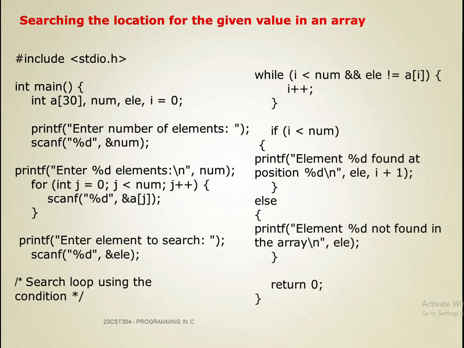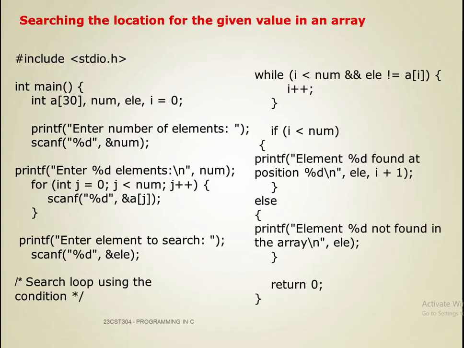Now we are going to see the program for searching the location of a given value in an array. See the program, the first line is always hash include stdio.h. The preprocessor includes the standard input output library for functions like printf and scanf. Then the main function starts. Here we declare the array, int is the data type, a is the array name. In the square brackets we have 30. 30 is the size of the array. Here array a stores 30 integer values. Then we have the variables num, element, and i equal to 0 initially.